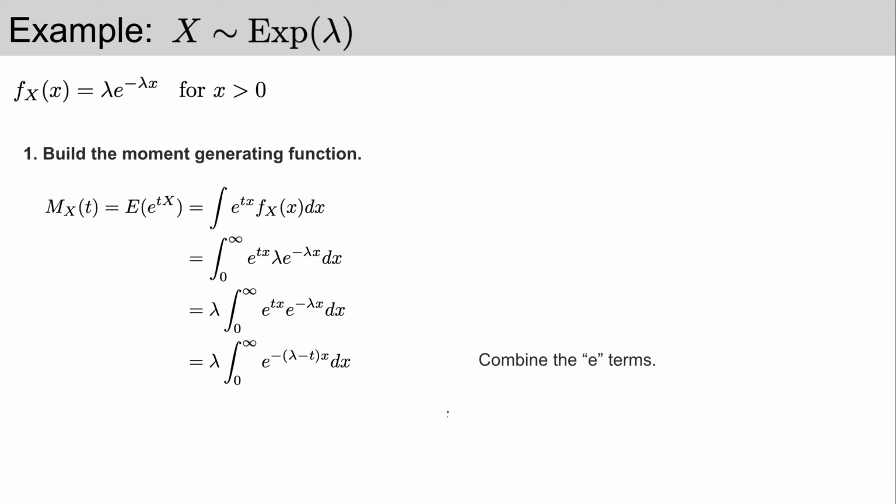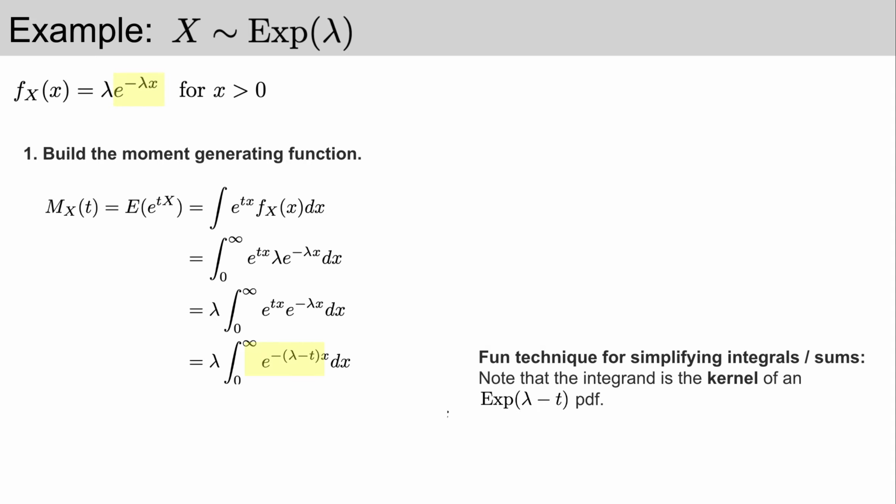Next, we can combine our two e terms. E to the tx times e to the negative lambda x equals e to the negative lambda minus t, times x. Notice that I chose to write this exponent as negative lambda minus t instead of positive t minus lambda. This keeps it in the spirit of an exponential PDF. Now this is intentional. It helps us utilize a fun and common technique for simplifying integrals or sums in probability calculations. And it's one of my favorites in that it avoids actually doing any integration.